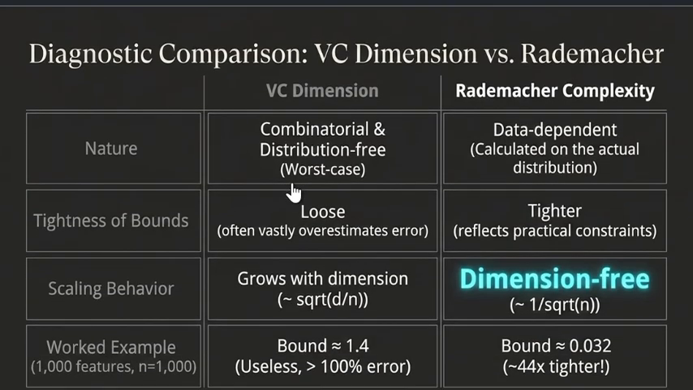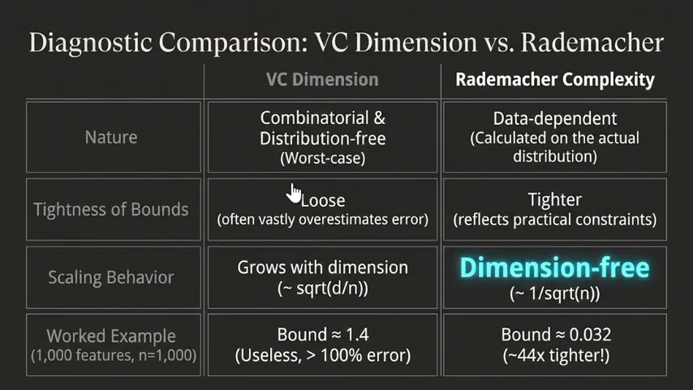Then comes the comparison with the VC dimension. VC dimension is combinatorial and distribution free, so it often produces loose bounds that grow with dimension. Rademacher complexity is data dependent, so it produces tighter, often dimension free bounds that scale like 1 over square root of n. In a concrete example with 1000 features and 1000 samples, the VC bound was useless, while the Rademacher bound was about 0.03, 40 times tighter, right?